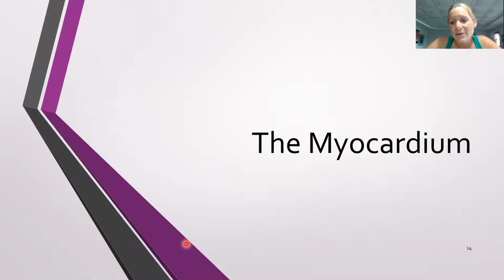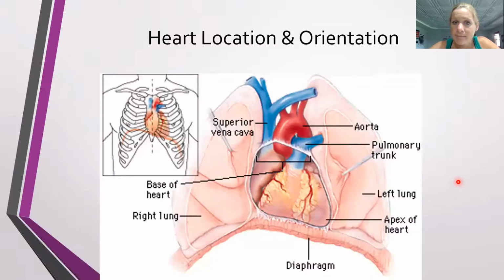All right, so that gives us some general information as it relates to the blood. And the next component of the cardiovascular system that we're going to talk about is the myocardium. Myo means muscle, cardium means heart. So the term myocardium, we're talking about the heart. Okay, so let's take a look at some of the anatomy associated with such.